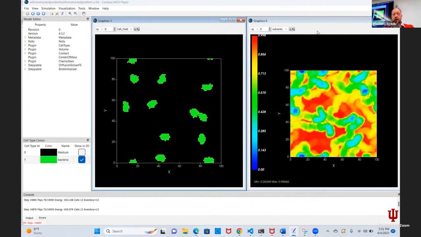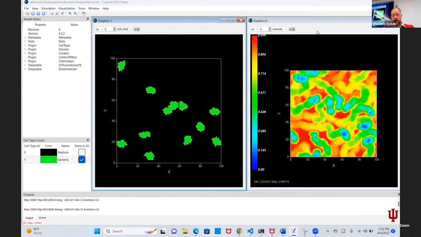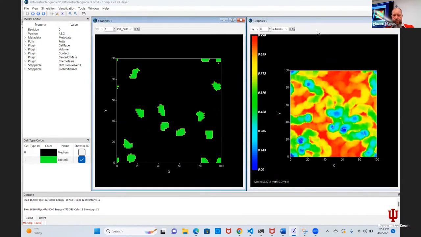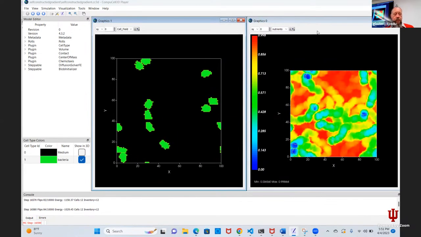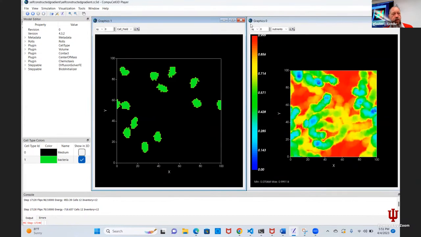In the case of a fixed amount of chemical, once the cells have eaten all of it, they stop moving. In this case, they'll keep moving because you're always putting new chemical into the environment. Anybody else have a problem with this or want to show us something that's interesting?